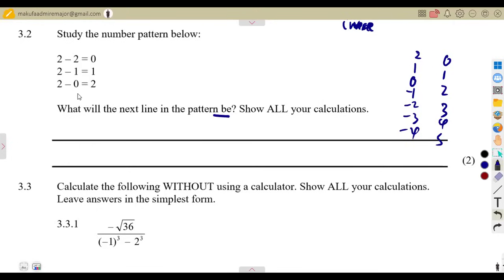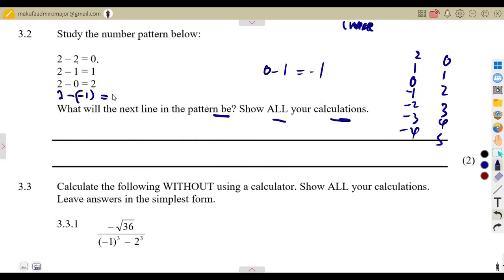What is going to be the next line? Show all calculations. Are there calculations there, or are we just seeing what is happening? There is a 2 that is simply the same. We can see that these numbers are reducing by 1: 2, minus 1, that's a 1. 1 minus 1, that's a 0. So it's going to be 0 minus 1, which is what? A minus 1. So at this point, there is a minus 1, so it's going to be 2 minus 1, which is equal to what?